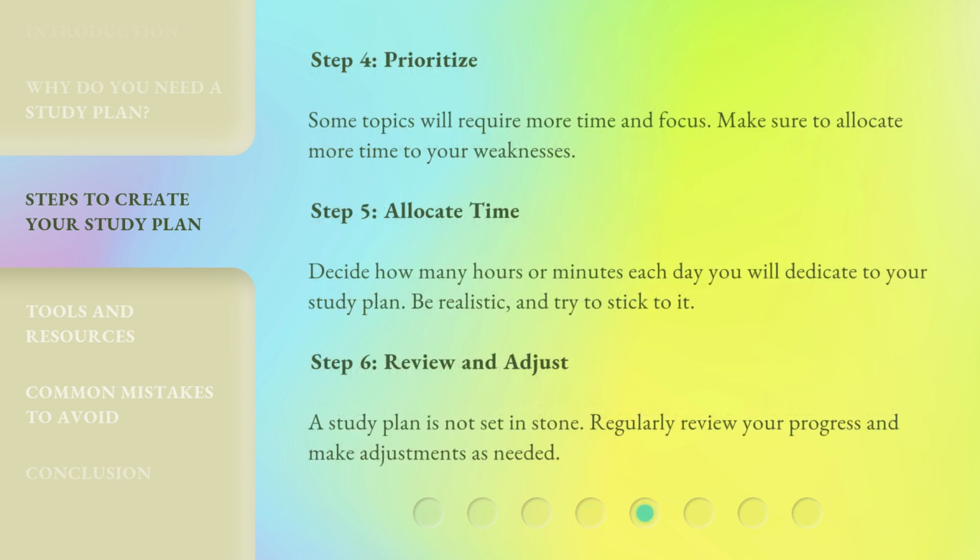Step 4. Prioritize. Some topics will require more time and focus. Make sure to allocate more time to your weaknesses. Step 5. Allocate time. Decide how many hours or minutes each day you will dedicate to your study plan. Be realistic, and try to stick to it. Step 6. Review and adjust. A study plan is not set in stone. Regularly review your progress and make adjustments as needed.